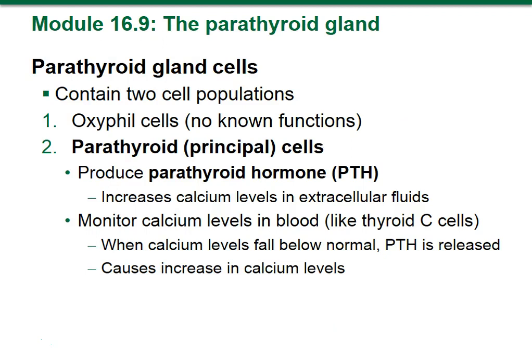And they contain 2 cell types that are very important for the hormone production. The oxyphil cells, no real known function, and then the parathyroid, or the principal cells, which are the important hormone producing cells.